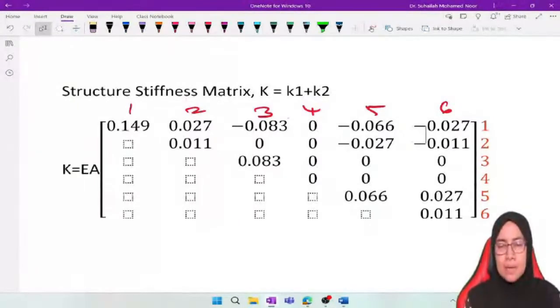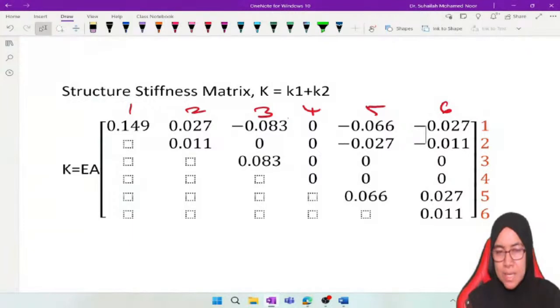It is just a simple mathematical process. We just plus the values which are in the same position. When we cannot find the position in K1 and K2, we have to put 0. So this is the product. This is the structure stiffness matrix.